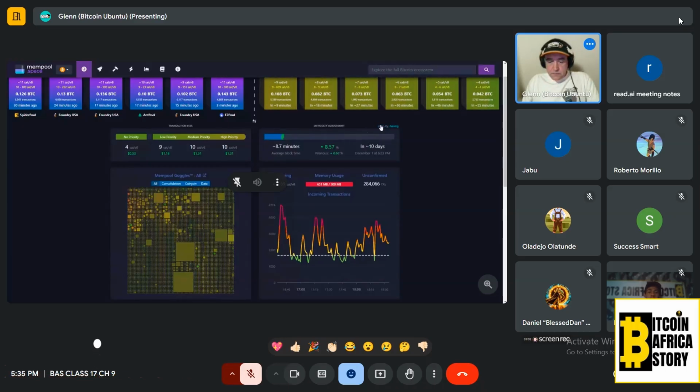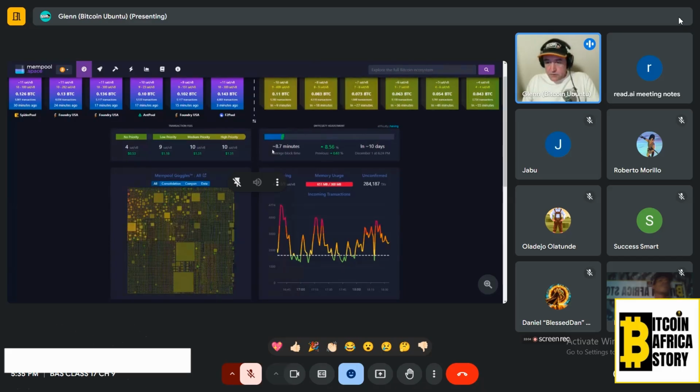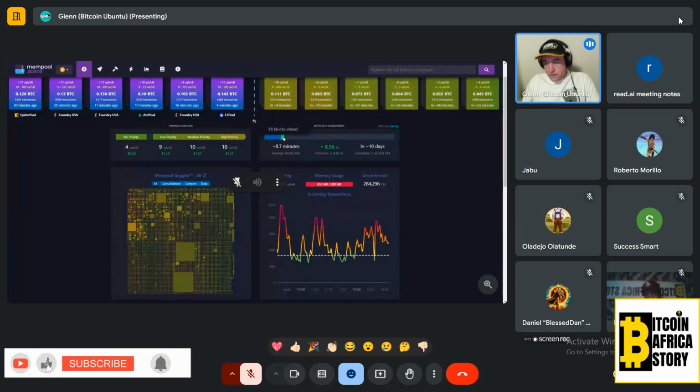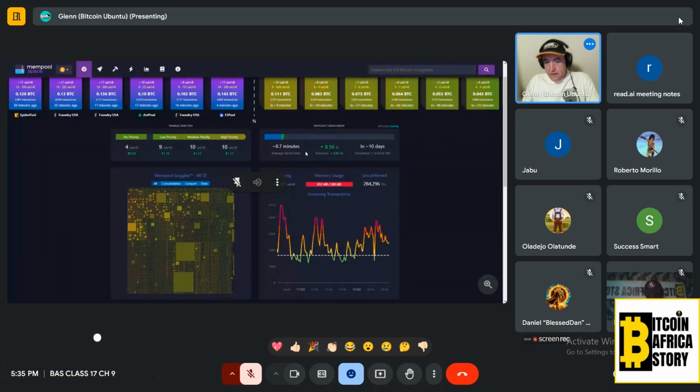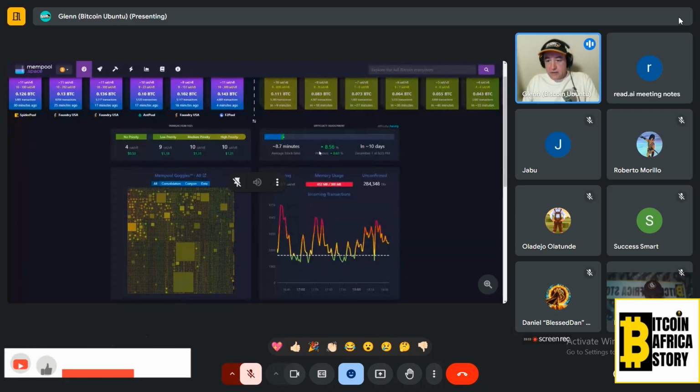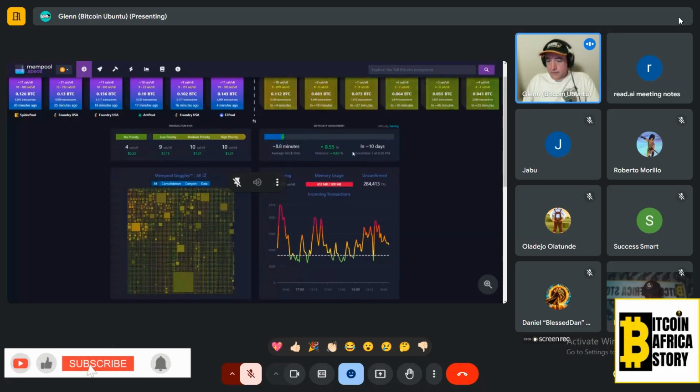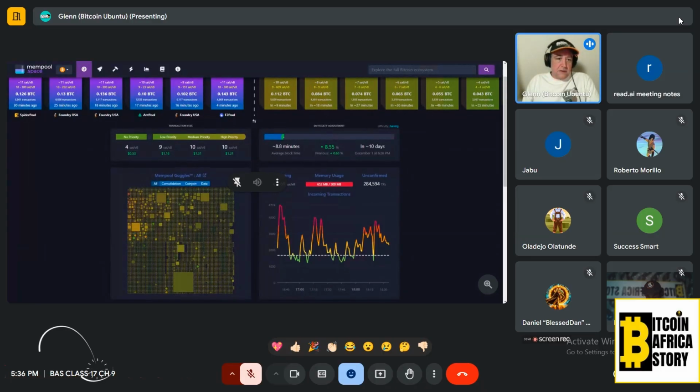And we have the difficulty adjustment, which you'll see the estimate at the moment is an upward adjustment of 8.56%, because the blocks are coming in too fast. So if nothing changes in the next 10 days, then we can expect mining to become a lot more difficult, so that the average block times are brought back down to 10 minutes on average. But as I say, we're very early into the new difficulty epoch.